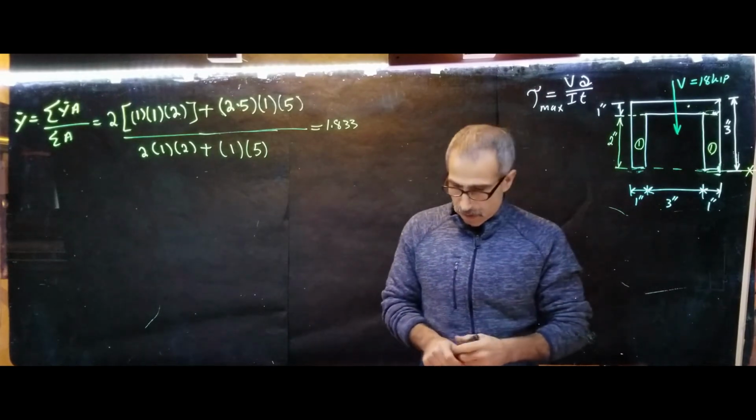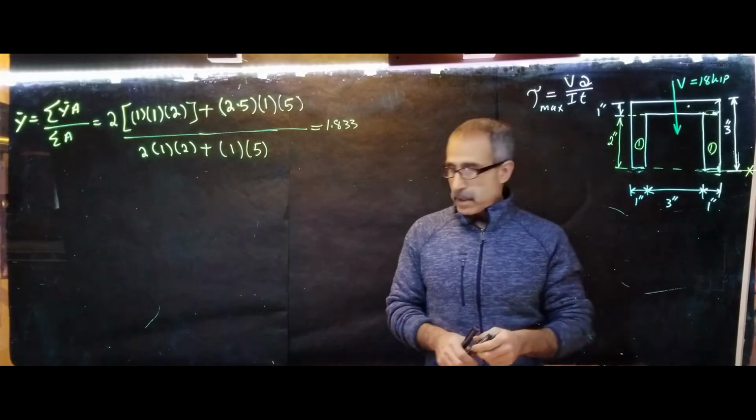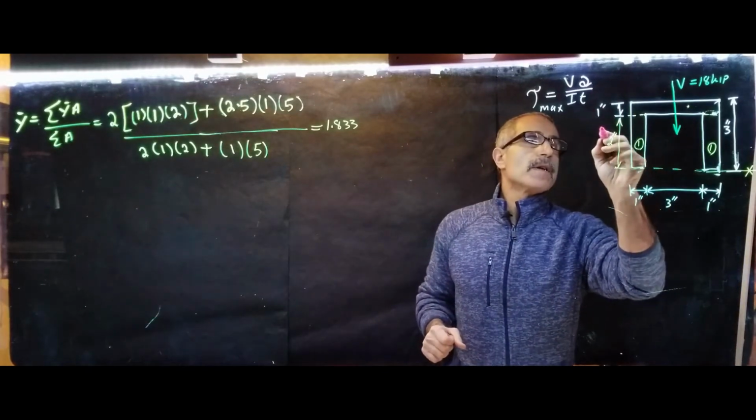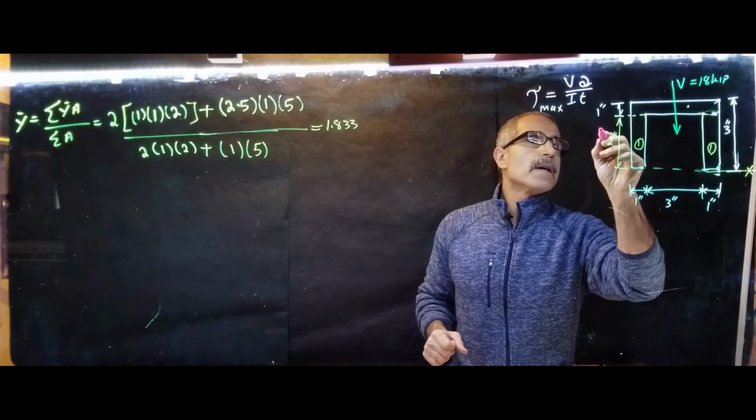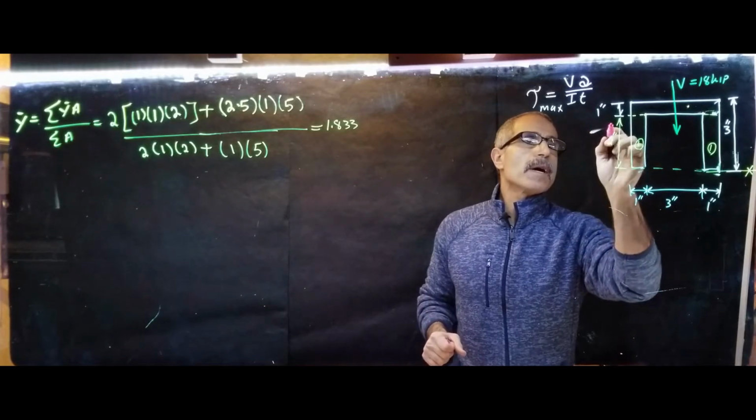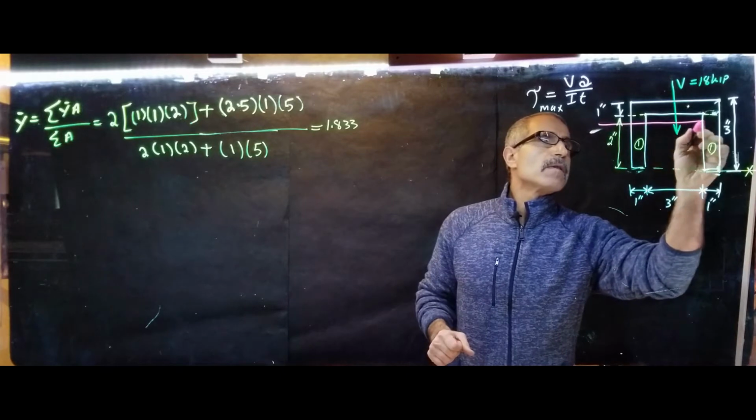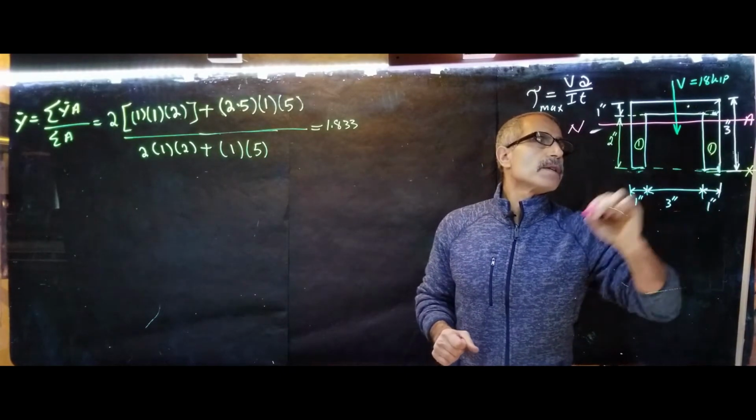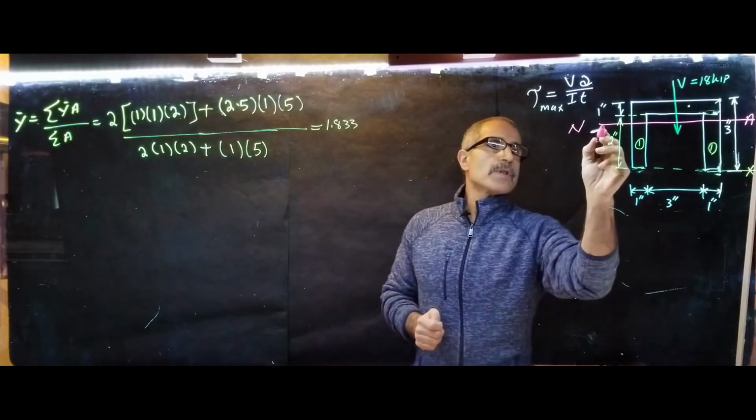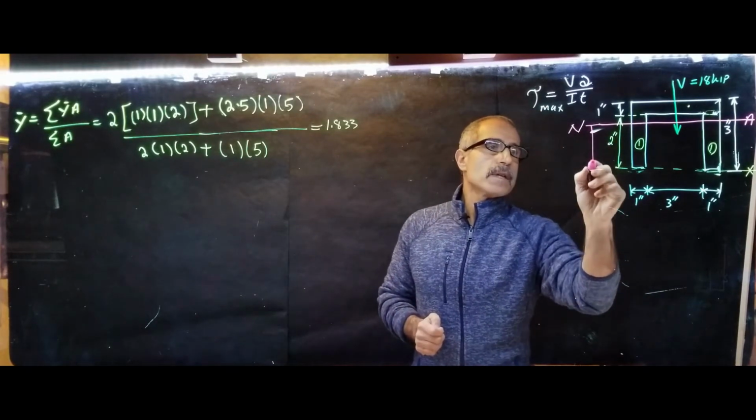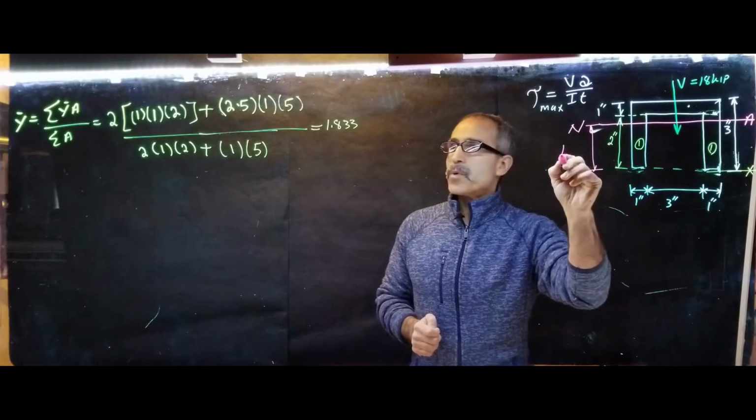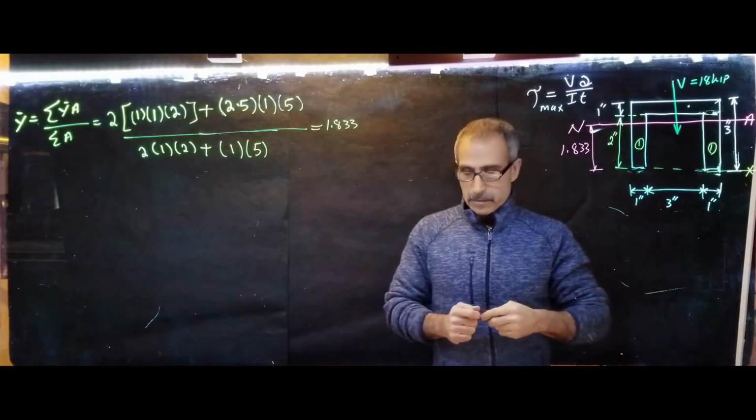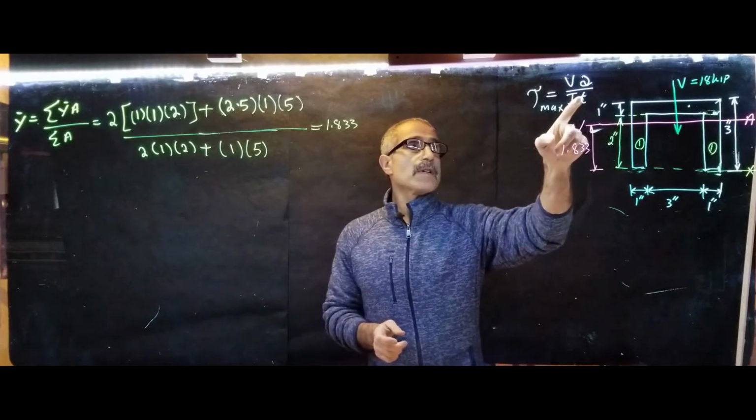So now we have that. Let's use a different color here. My neutral axis is going to be 1.83. So let's put a line through here, a little bit higher, actually. That's the neutral axis. And put A on this end. And the neutral axis from here is going to be 1.833. Great. So let's find out the moment of inertia.